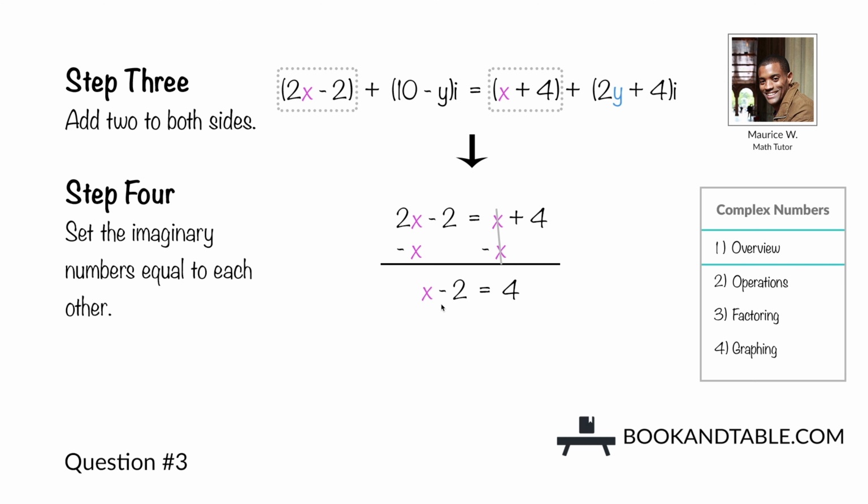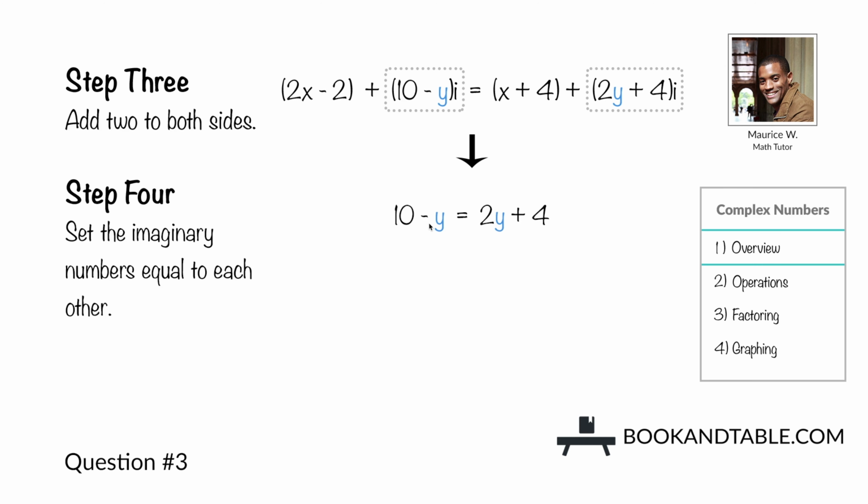So the next thing we'll want to do is add 2 to both sides to get rid of this negative 2. When we do so, 4 plus 2 is equal to 6. So we get x is equal to 6. Step 4, set the imaginary numbers equal to each other. So that would be 10 minus y is equal to 2y plus 4.